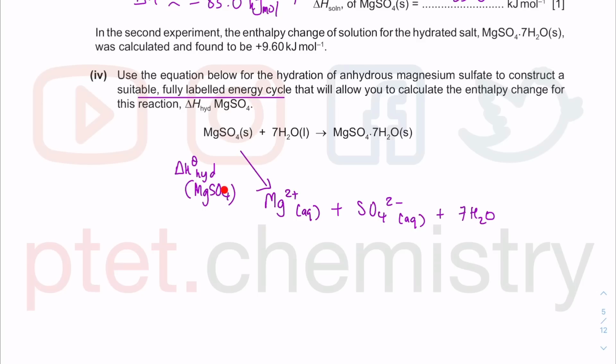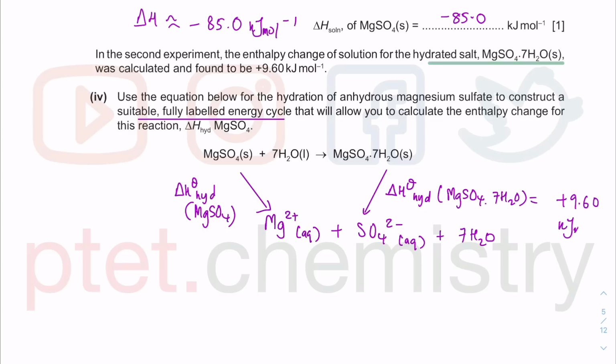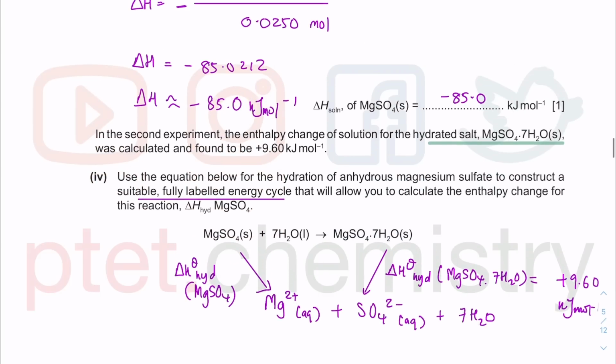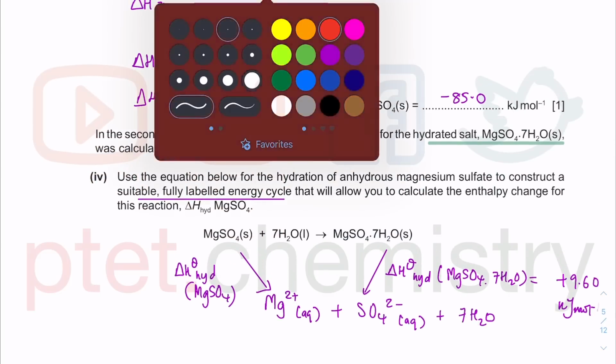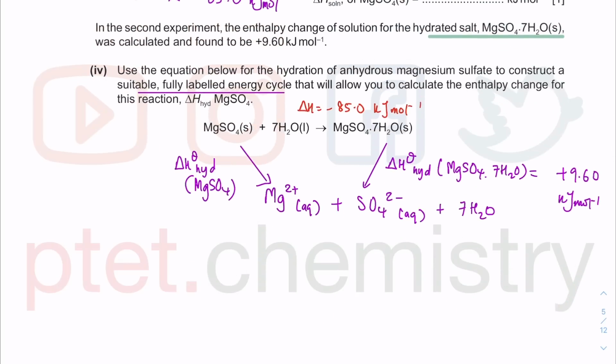So this is what you want. And we have the enthalpy change of solution for the hydrated salt. So the hydrated salt is on the right hand side. So this is enthalpy change of hydration for the MgSO4.7H2O. This is equal to plus 9.60 kilojoule per mole. And we have the enthalpy of solution. Again, enthalpy of solution is now in the A2 syllabus, so this is probably more relevant to the A2 syllabus. But of course, if they ask you in practical, it's perfectly okay if they label the thing for you and then they ask you to work out what is this missing thing here.